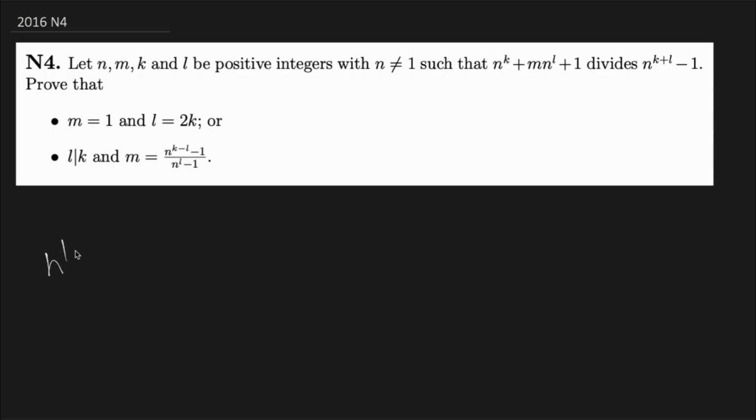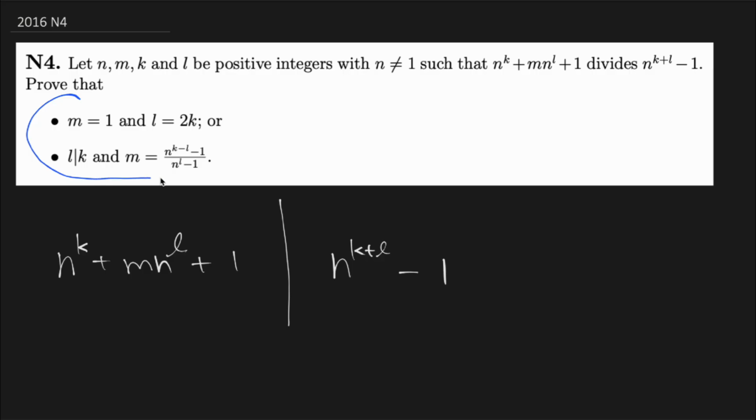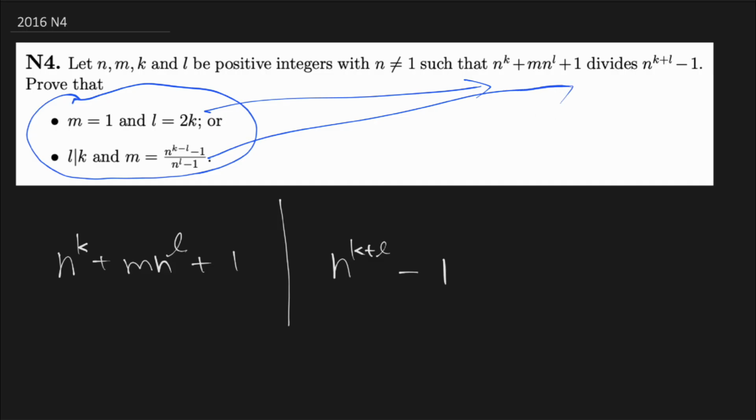We actually only have one condition, which is that n to the k plus m times n to the l plus 1 divides n to the k plus l minus 1. And so given this one condition, what we want to do is prove that one of these holds true. And if you think about this for a bit longer, you realize that these are actually just the solutions to the thing. If you were to plug this into this, you'll see that the divisibility does indeed hold. And so these are actually just two classes of solutions.